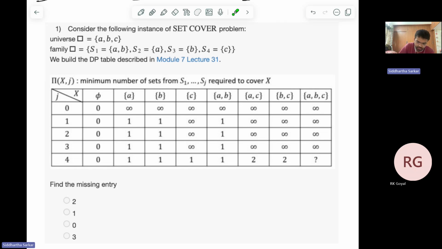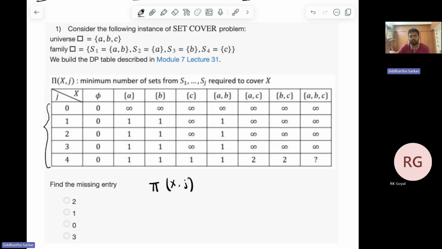This is very nice. The indices correspond to the sets. There are 4 sets. J equals 0 means you are not allowed to take anything. J equals 1 means you are allowed to take only set 1. J equals 2 means you are allowed to take sets S1 and S2, and so on. At most you can take all the sets in the family. There are 4 sets, that's why j goes from 0 to 4. I'll write down what pi xj means, but whatever you said is exactly what I'm going to write down.